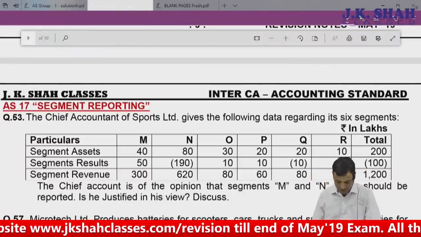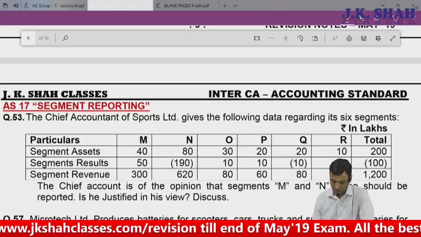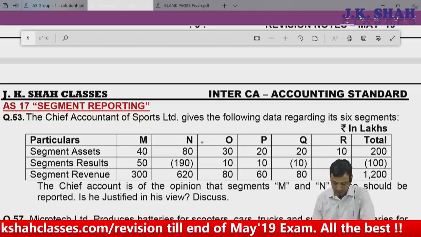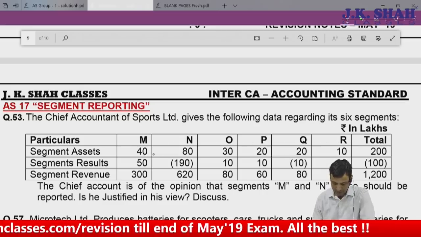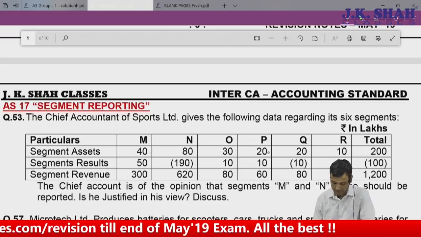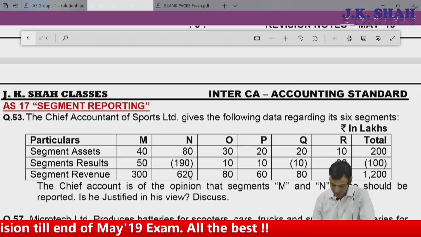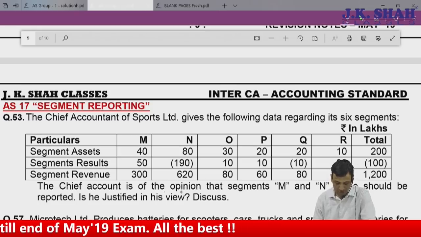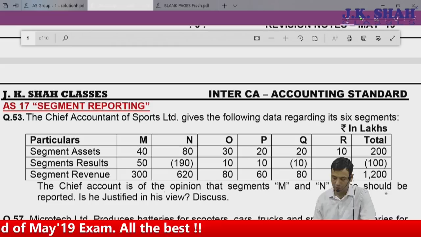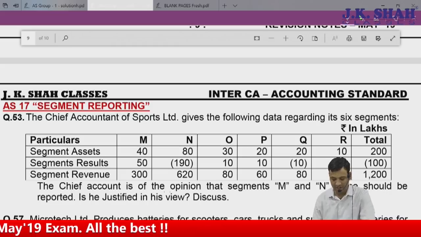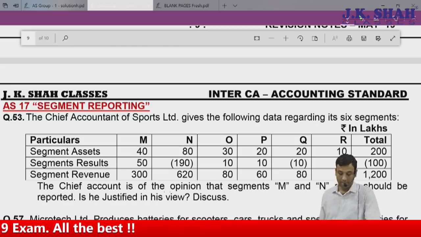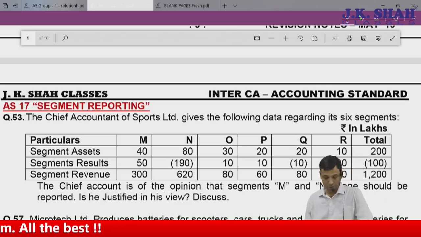The Chief Accountant of Sports Limited gives you the following data regarding its 6 segments: M, N, O, P, Q, R. Segment assets: 80, 30, 20, 20, 10, 200; with segment results and segment revenue. The Chief Accountant is of the opinion that segments M and N alone should be reported. Is he justified in his view? Discuss. This is nothing but our module question only.